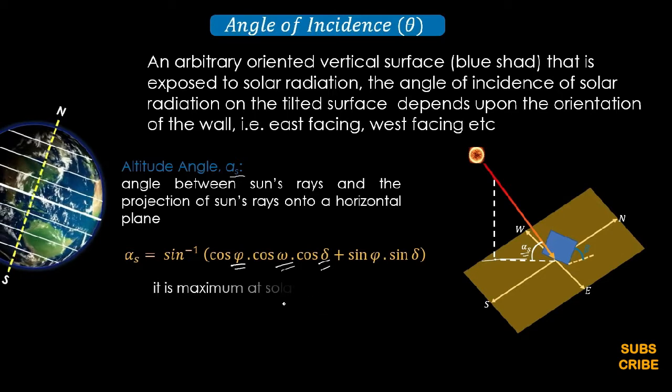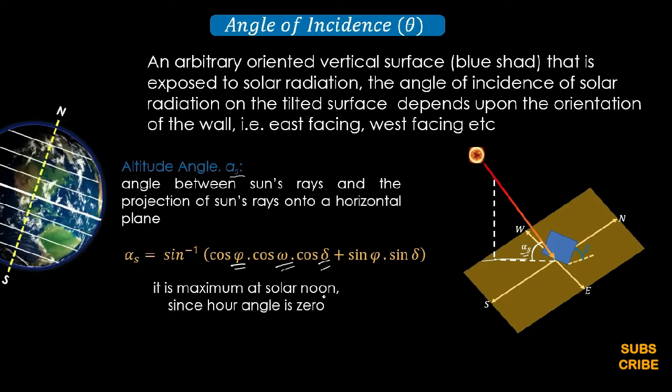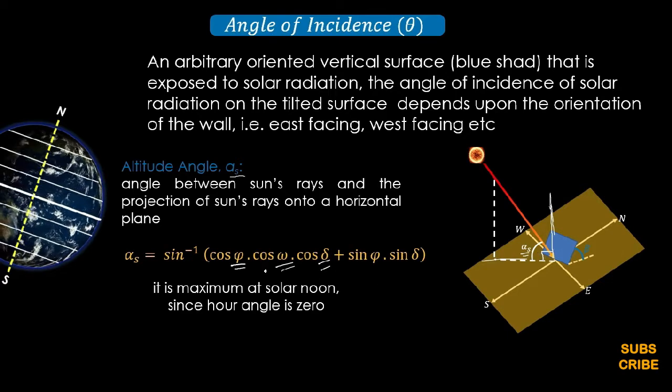Now this is going to be maximum at solar noon since our hour angle is 0, because if we see at noon the sun rays are going to fall exactly from the top, and this is going to make a 90-degree angle with the surface. Now cos 90 is going to be 0.